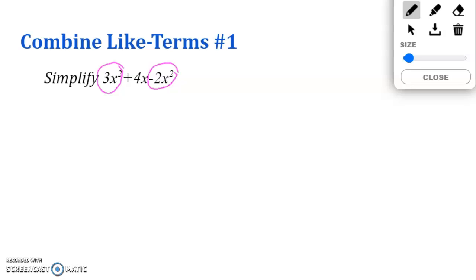3 minus 2. This is really saying 3 lots of x squared plus negative 2 lots of x squared. So 3 minus 2 is just 1. So this is just going to become x squared, 1x squared plus 4x. But we actually don't need to write 1 in front of x squared because that is the default. So we can just write x squared plus 4x.